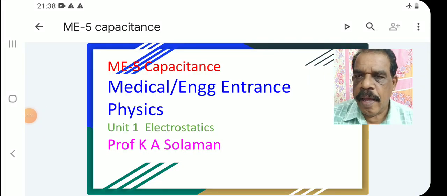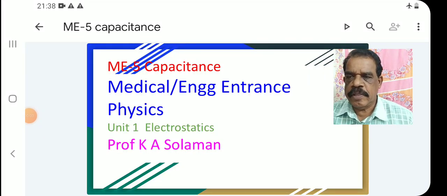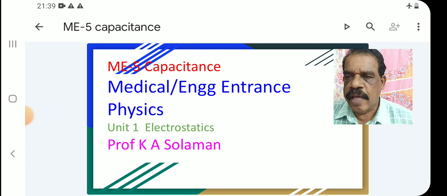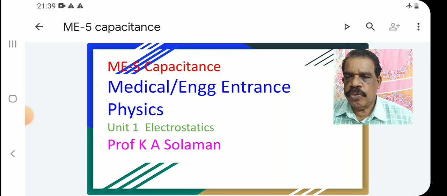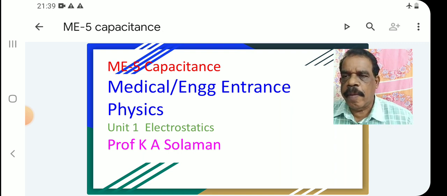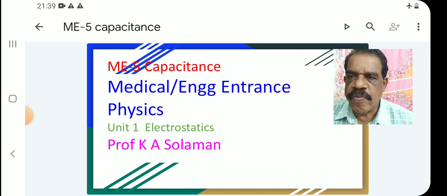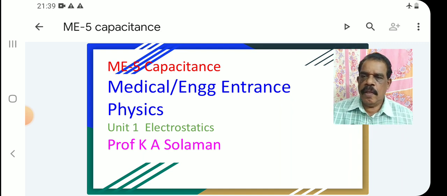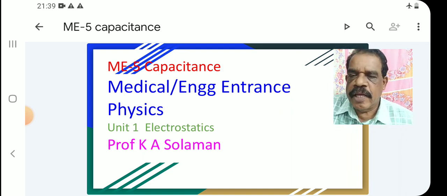Welcome to Medical and Engineering Entrance Examination, Physics Questions and Answers. Electrostatics Unit 1 we are continuing, and today we see capacitance. Questions based on capacity, and this is ME-5, class number 5, capacitance. Medical and Engineering Entrance.